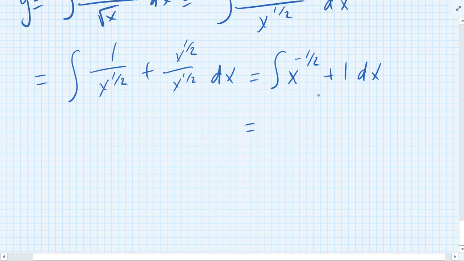So what's the antiderivative of x to the 1/2? x to the 1/2 divided by 1/2, which is the same as multiplying by 2. Yeah? And what's the antiderivative of 1? x, plus c. I am done. Easy peasy lemon squeezy, yes? And you too can do this. Right? Okay.